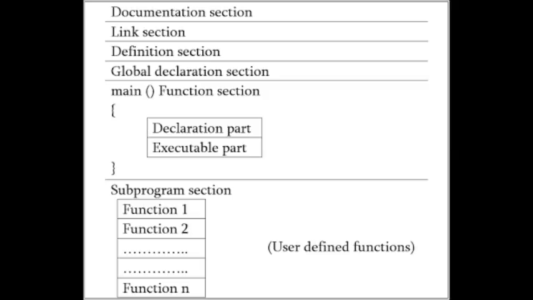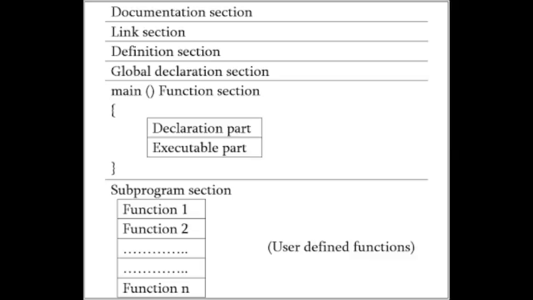Followed by the document section, we must use the link section. That link section is used to link various files from the library. The third one is the definition section, which is used to define some values and macros. And the next one is the global declaration section, which is also optional, used to declare variables globally, and these globally declared variables can be accessed from any function in the C program.